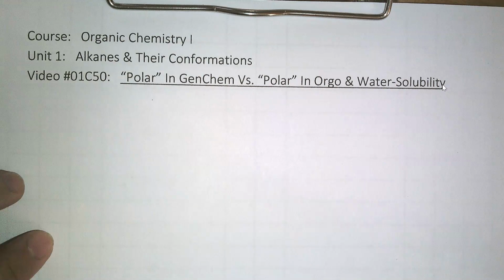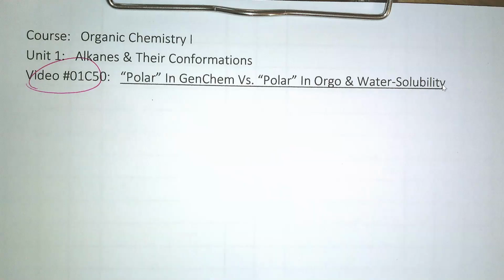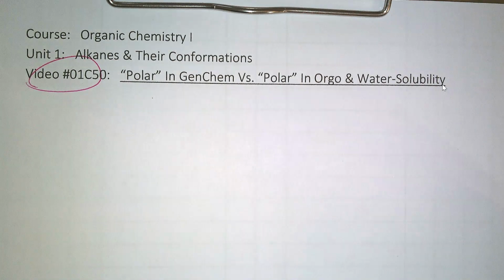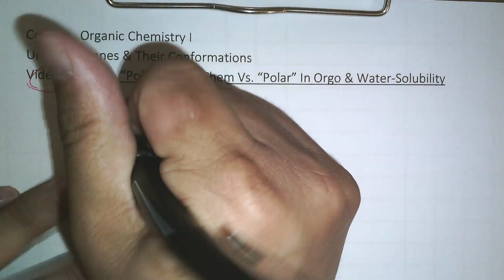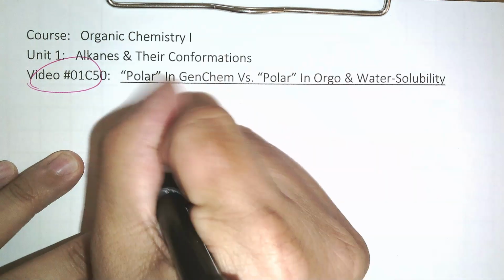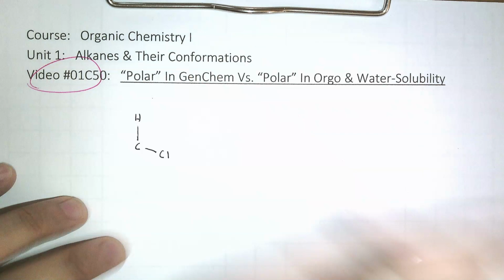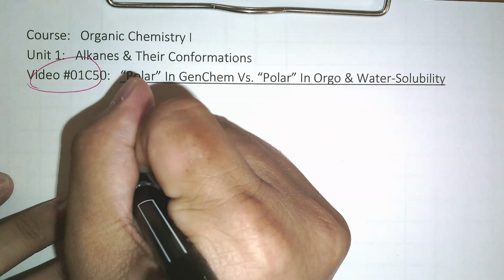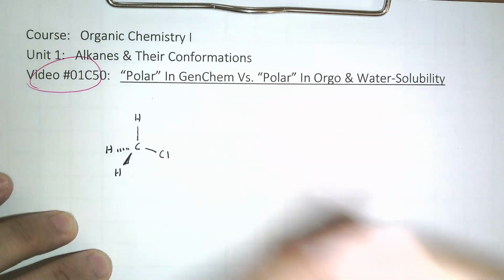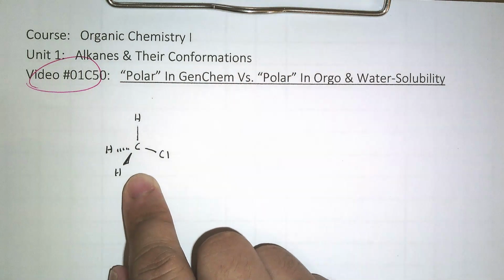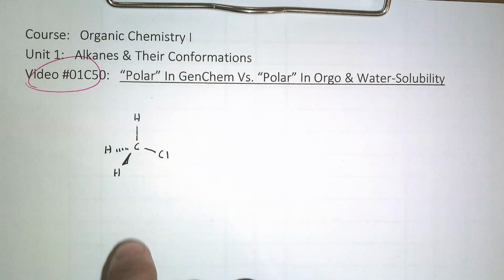Okay, we are still in Unit 1, alkanes and their conformations. And first of all, I want to remind you, or let's go back in the time machine and talk about these two molecules. Let's put this as a chlorine. And in organic chemistry, we are still going to be concerned about shape. Let me explain what these symbols mean. A wedge means that the atom's coming towards you, and the dash means the atom's going away from you.